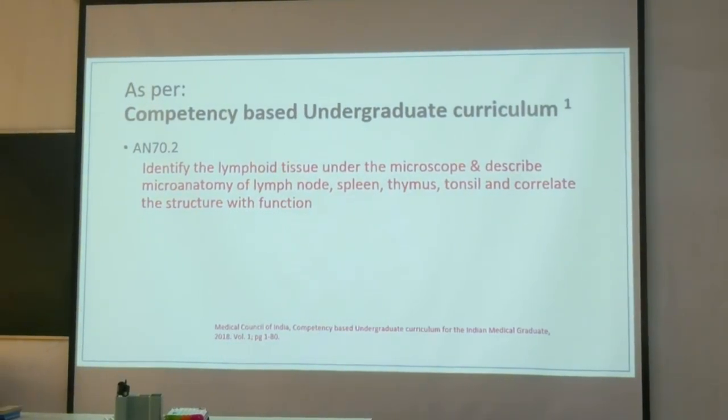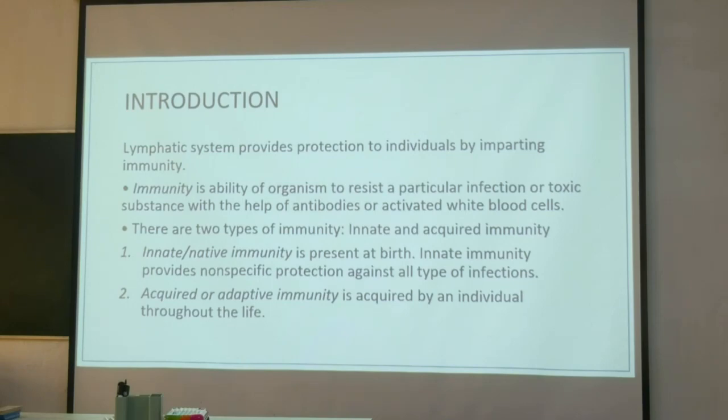Next. Lymphatic system provides protection to individuals by imparting immunity. Immunity is the ability of organism to resist a particular infection or toxic substance with the help of antibodies or activated white blood cells. There are two types of immunity, innate and acquired immunity. Innate or native immunity is present at birth. Innate immunity provides non-specific protection against all types of infection. Acquired or adaptive immunity is acquired by an individual throughout life.